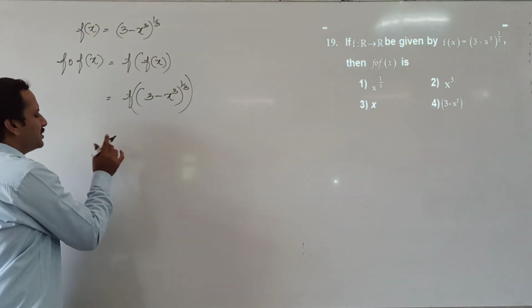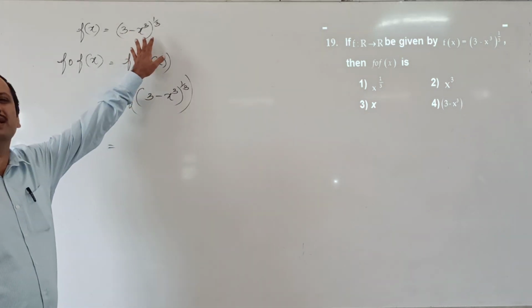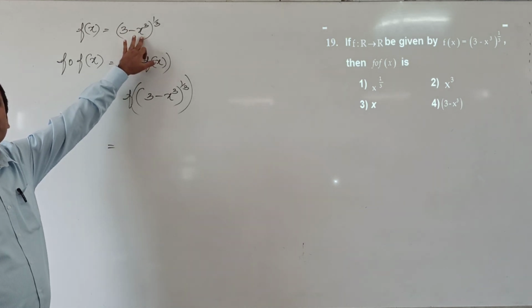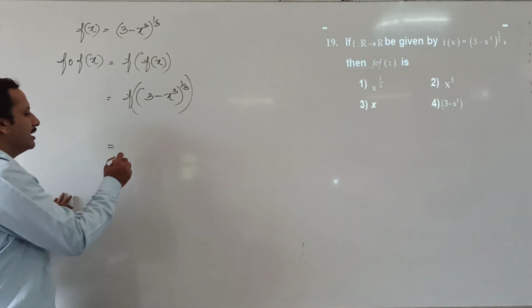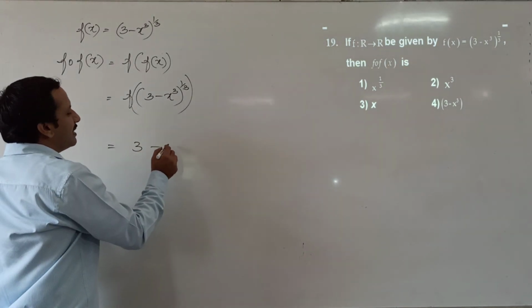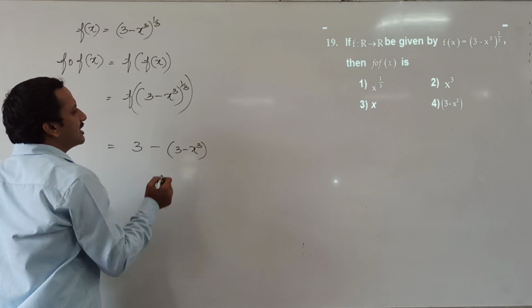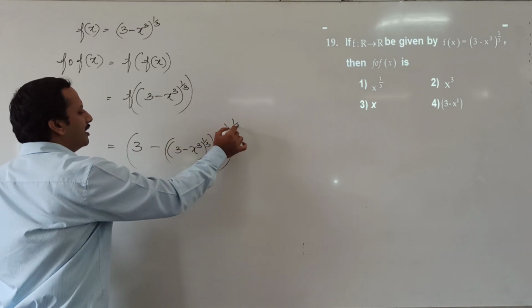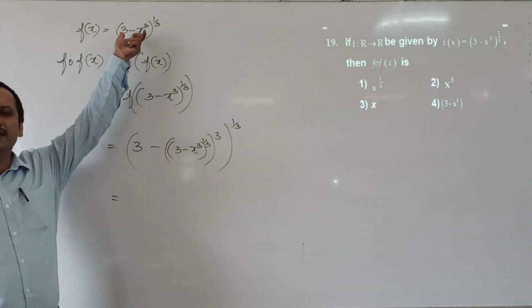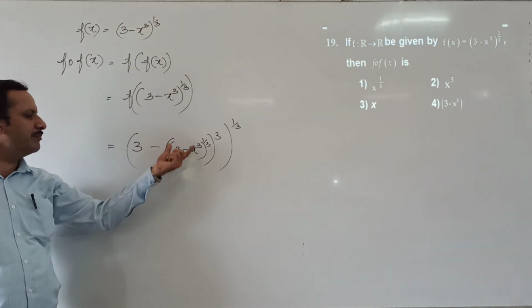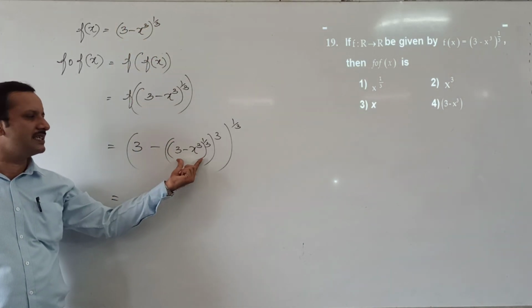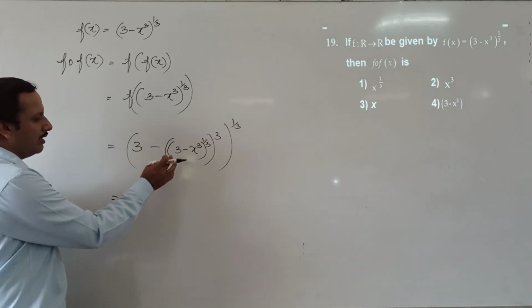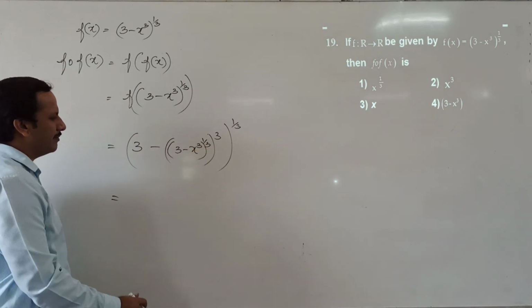That's equal to f of this given. f of x is defined as 3 minus x cube to the power 1 by 3. Now in this, wherever there is x, that x should be replaced by 3 minus x cube to the power 1 by 3. So in place of x cube, I will write 3 minus x cube to the power 1 by 3 whole cube, whole power 1 by 3. Here we have 3 minus x cube whole power 1 by 3.